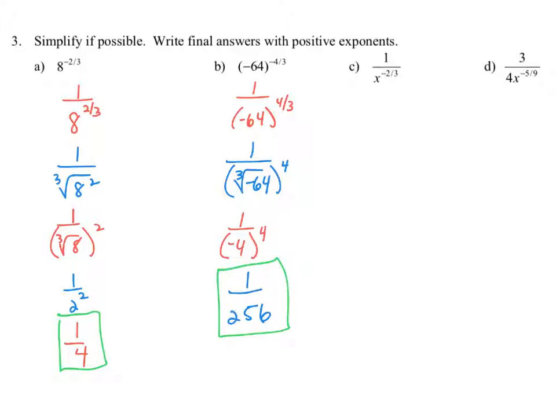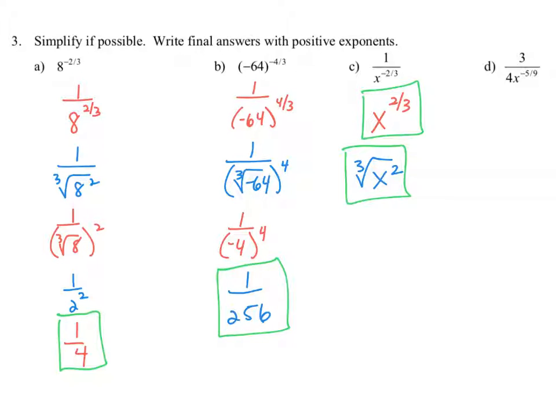In part C, we have 1 over x to the negative 2/3 power. We want to make that negative exponent positive by moving it to the numerator to get x to the 2/3 power. Now it is possible to leave our answer in this form. Our final answer does have a positive exponent, or we can write this as the cubed root of x squared. Either one of those is acceptable. So our final answer can be written as x to the 2/3 or the cubed root of x squared.